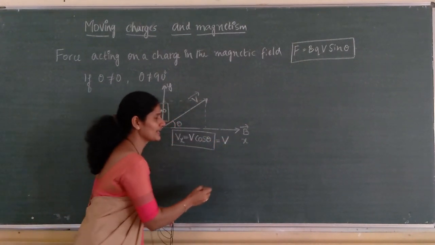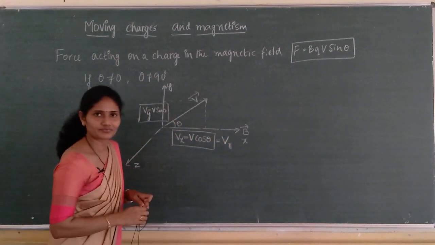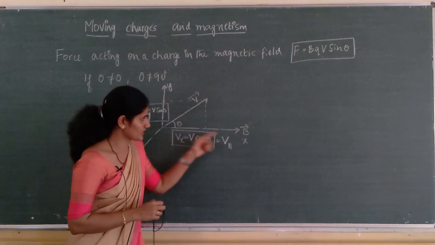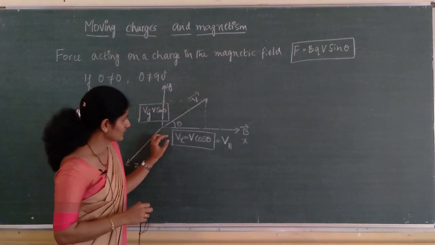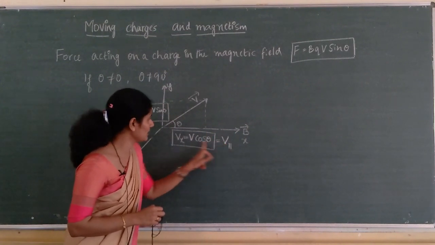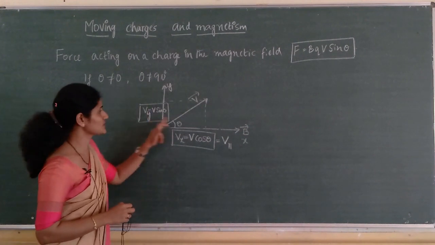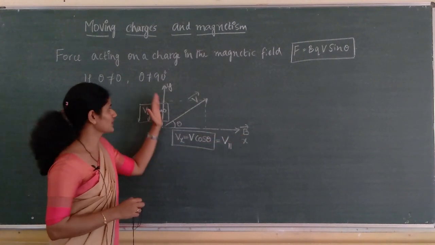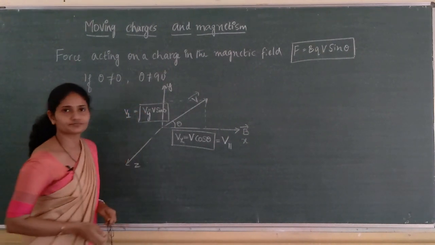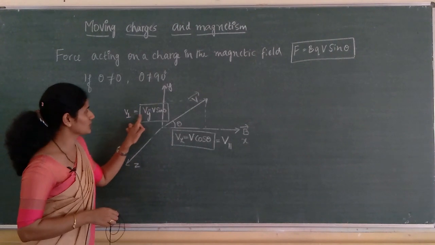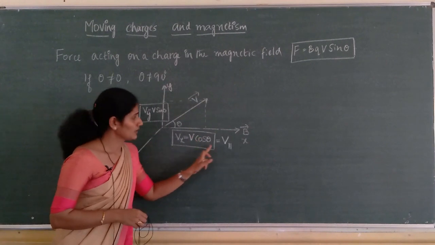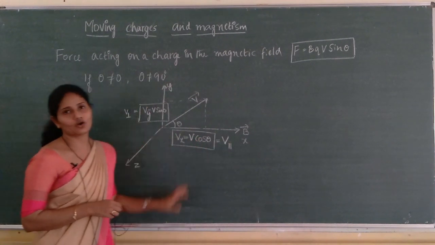This is the parallel component, v parallel, because this component is parallel to the x-axis, or it is parallel to the magnetic field. It is along the direction of the magnetic field. So v parallel is equal to v cos theta, and this other component is perpendicular to the magnetic field B, so it is the perpendicular component, represented by v perpendicular. So v perpendicular is equal to v sin theta, and the parallel component of v is v cos theta.